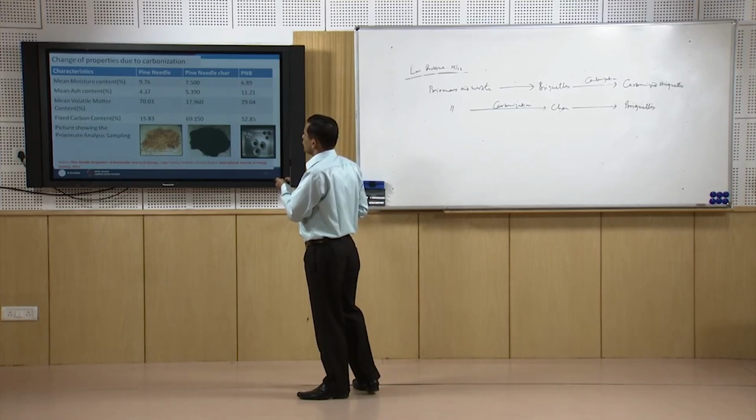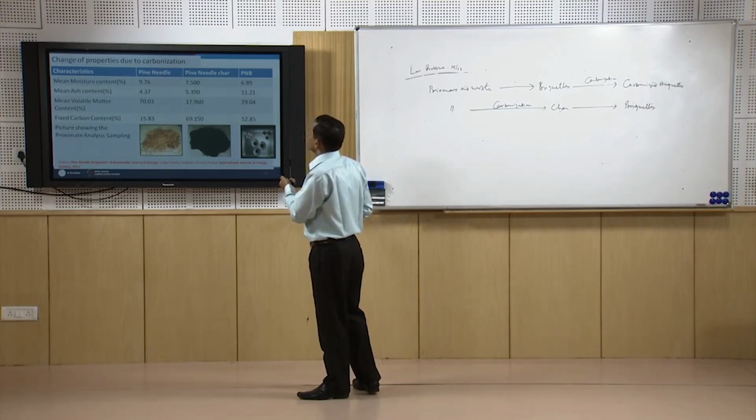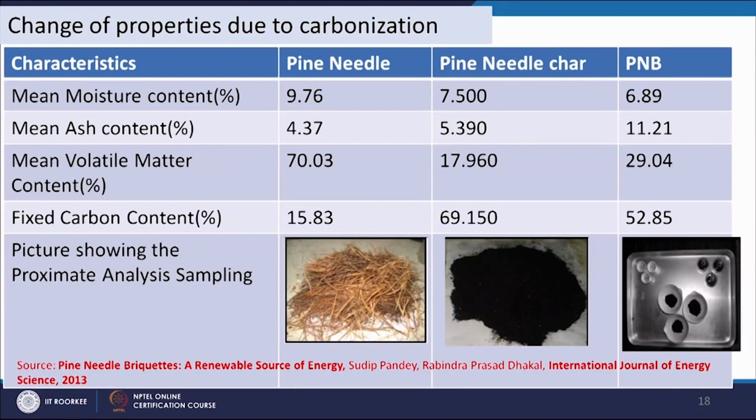You see here the carbon content in pine needle is 15.83%, pine needle char is 69.15, and for pine needle briquette it is 52.85. For other cases this is applicable, like moisture content, ash content and volatile matter content.